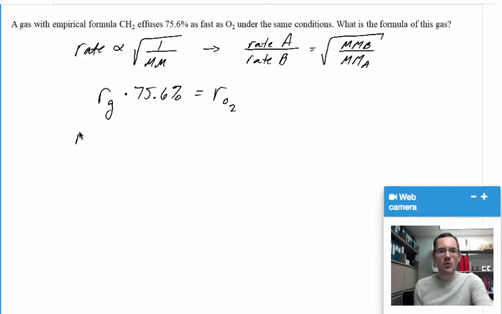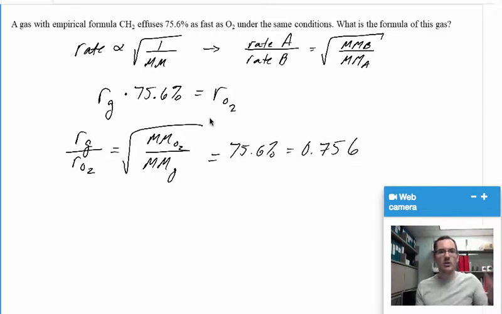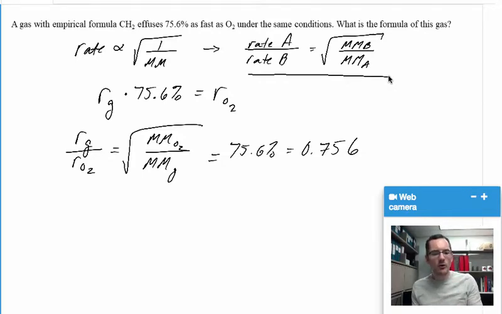So I can say that rate of gas over rate of oxygen, which I already know the molar mass information will be, is the molar mass of oxygen over the molar mass of our gas. It'll be equal to 75.6% or 0.756. Because all I'm really doing is taking that Rg times 75.6% equals RO2. I'm just dividing the rate of oxygen by both sides. And I'm relating that back to that rate versus molar mass relationship. Now, what I can do to one side, I will do to the other, so I can flip this all up if I need to.